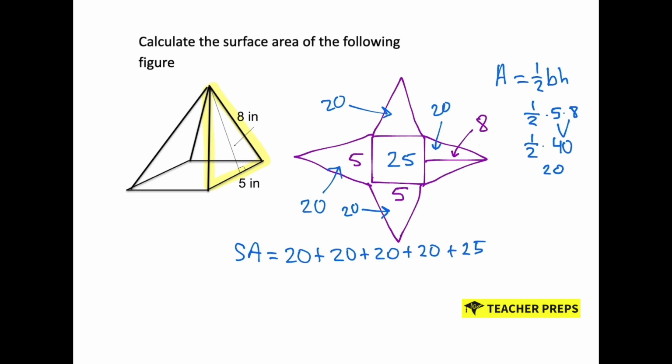Now I can add all of my sides to find my surface area. The surface area is going to be 20 plus 20 plus 20 plus 20 plus 25. We have 20 4 times. 4 times 20 is 80. And 80 plus 25 is 105. So the surface area of my square pyramid is 105 square inches.